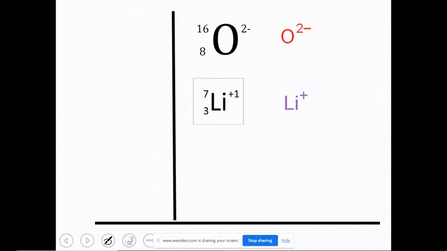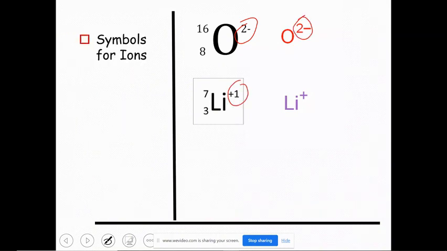Here's some ways that you can take a look at and see that we have symbols. Sometimes, taking a look at the way that we saw it before with the mass number and the atomic number, and then the charge. The 2 minus charge means that you have two extra electrons. Lithium is a +1 charge. That means you have one less electron than it normally would.